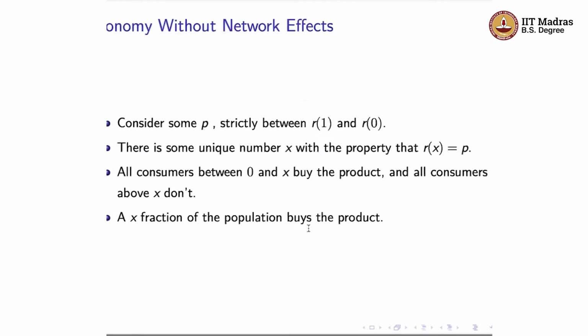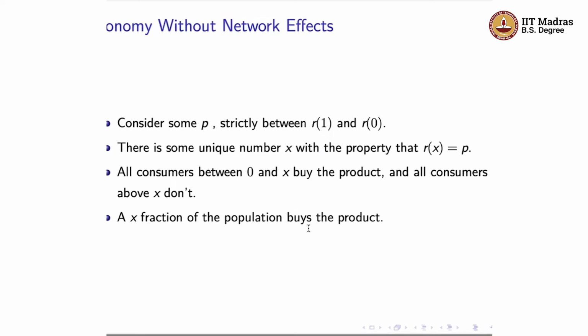So these are the two extreme cases. And we can think about the intermediate cases, where imagine that the market price is some number which is strictly between R1 and R0. Based on the continuity assumptions and the fact that this R function is strictly decreasing, there must exist some unique number X with the property that R(X) equals P. The way you'll interpret it is that everybody between 0 and X wants to buy the good, and everybody above X doesn't want to buy the good.